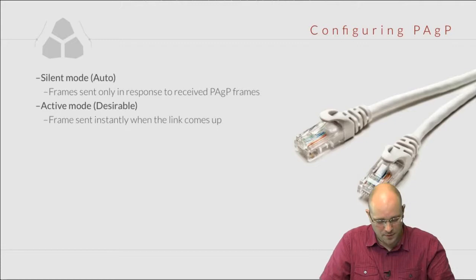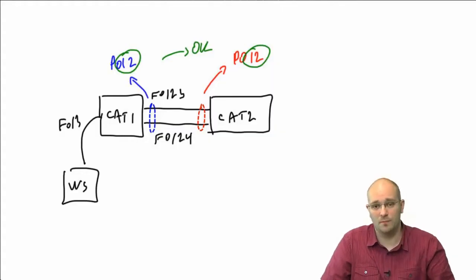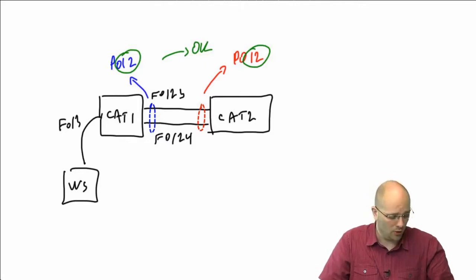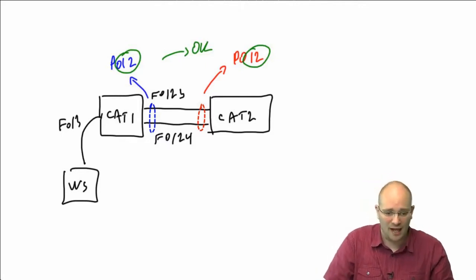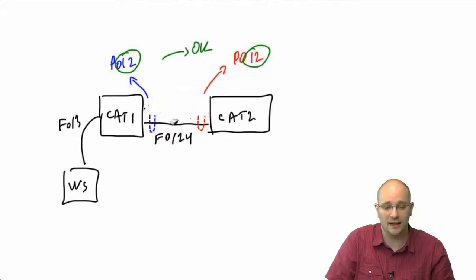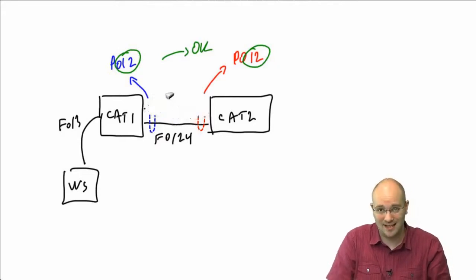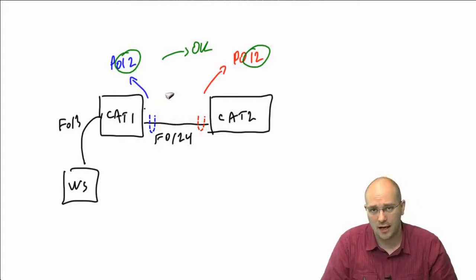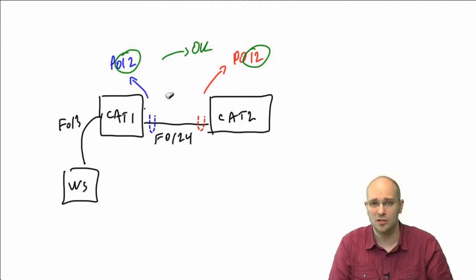To explore PAgP, we are going to use the same network that we configured now. The only difference is I'm going to start with only FastEthernet 24. So I'm not going to be using FastEthernet 23 to begin with. I'm just going to have one link between my Cat 1 and Cat 2. Also, I'm going to configure the SPAN feature on my Cat 1 switch to send PAgP frames from FastEthernet 24 to the Wireshark that I have configured.